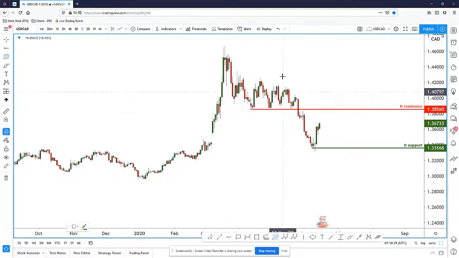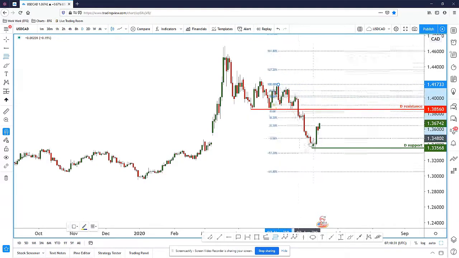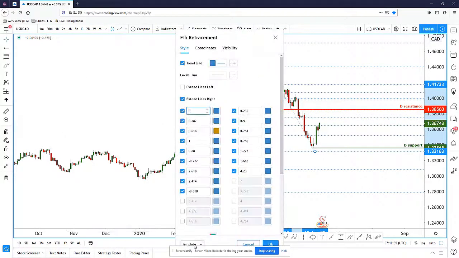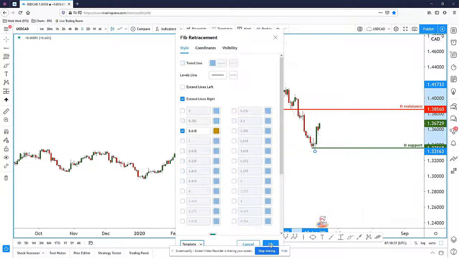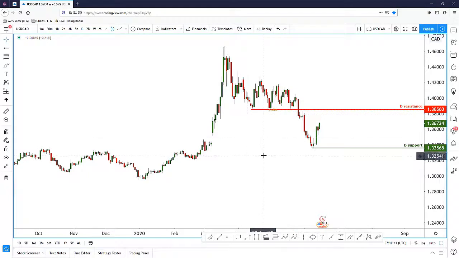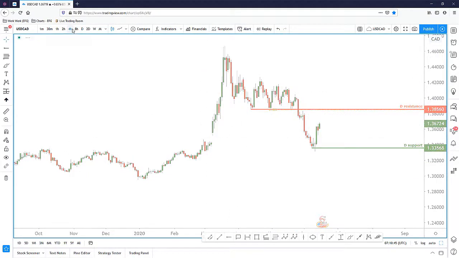Now, if I were to do a retracement from the high here where the downward movement just started, it would fall right at the 61.8 retracement level. Now that we have the daily resistance and daily support, let's go down quickly to the 4 hours.